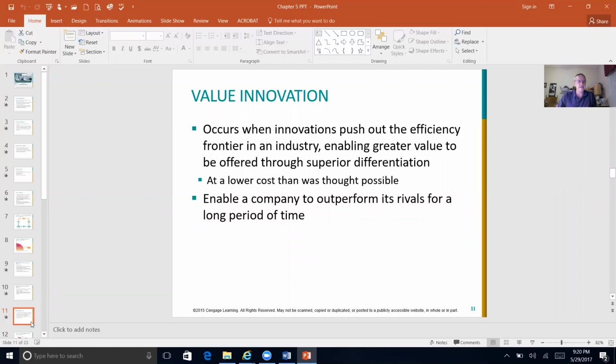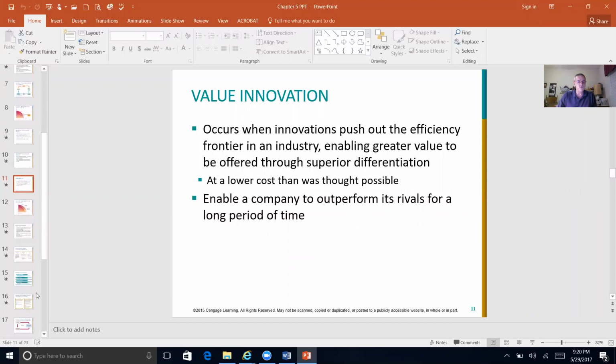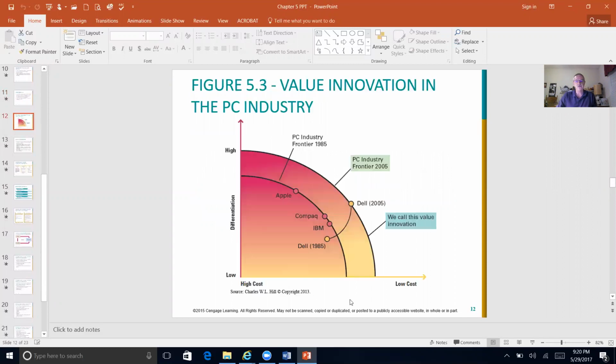And you see that over on page 161, where they give us a chart where this was the original curve. Now we have expanded through this value innovation, and now we push that curve out even further. So that's really what that is referring to, and you find that on page 161. And this example is talking about the PC industry, an industry that is constantly evolving, constantly changing, is certainly this industry here.